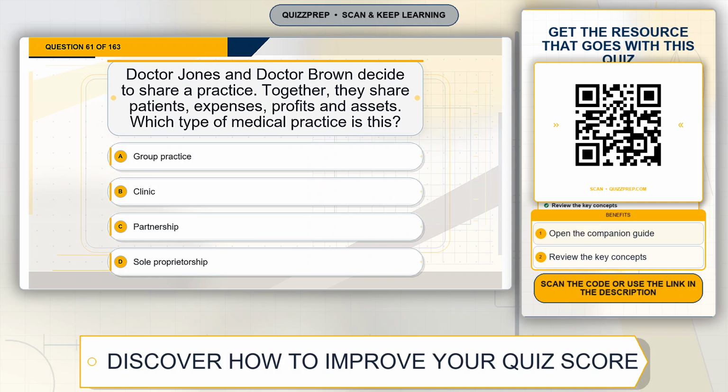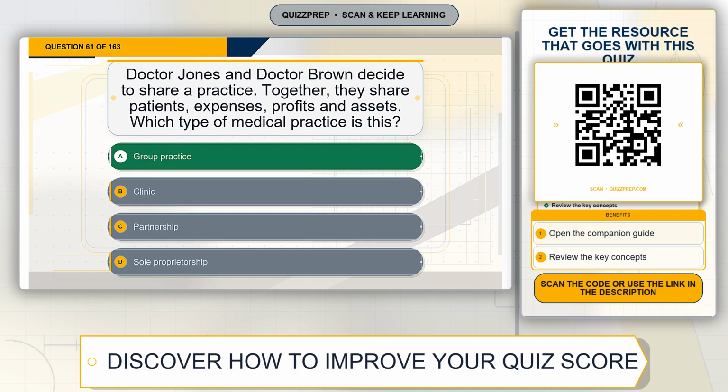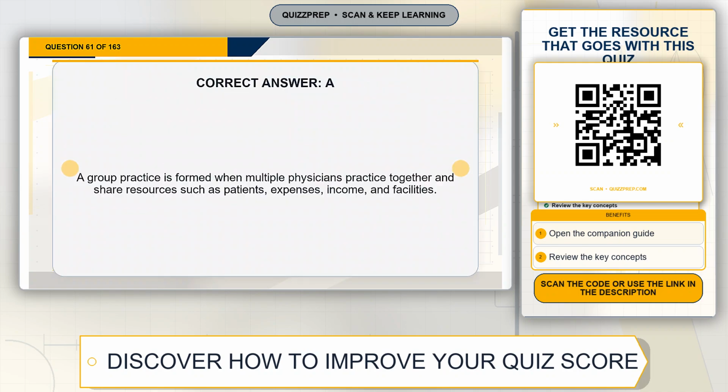Question 61. Dr. Jones and Dr. Brown decide to share a practice. Together, they share patients, expenses, profits, and assets. Which type of medical practice is this? Option A, group practice. Option B, clinic. Option C, partnership. Option D, sole proprietorship. The correct answer is option A, group practice. Explanation. A group practice is formed when multiple physicians practice together and share resources such as patients, expenses, income, and facilities.